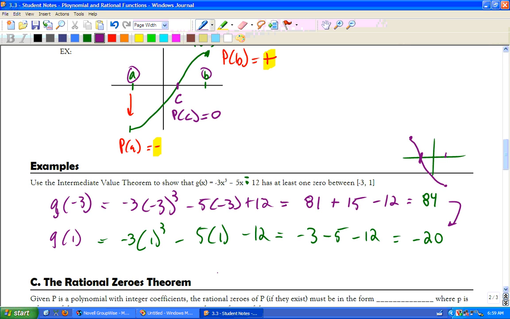It's not asking for what the 0 is, it's just saying show that there is one using the intermediate value theorem.